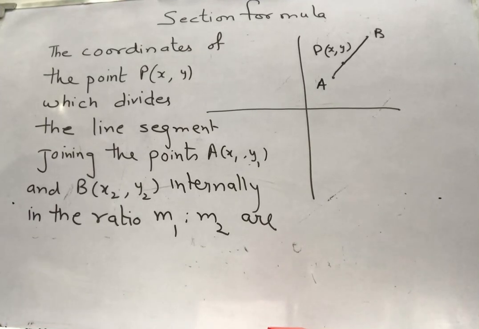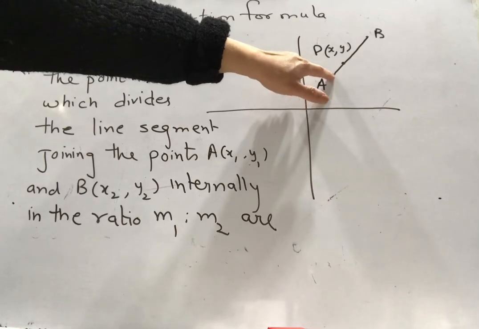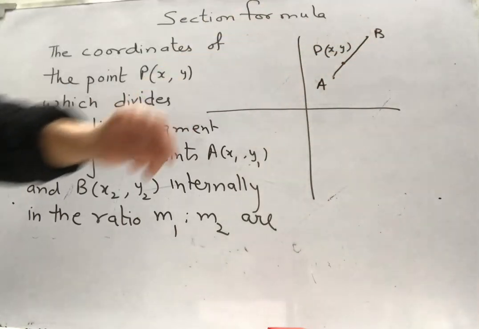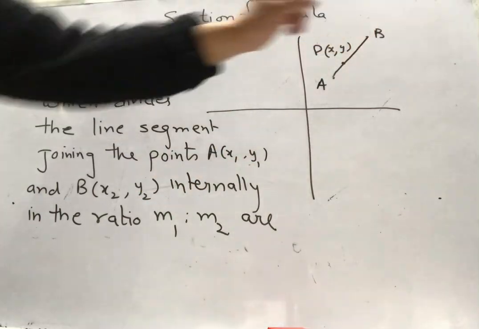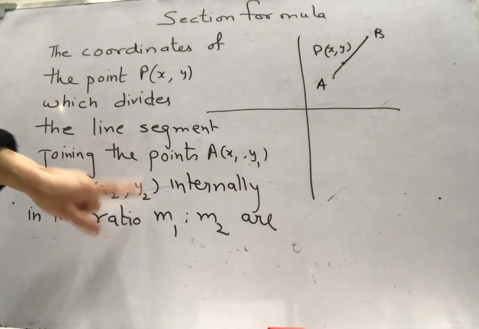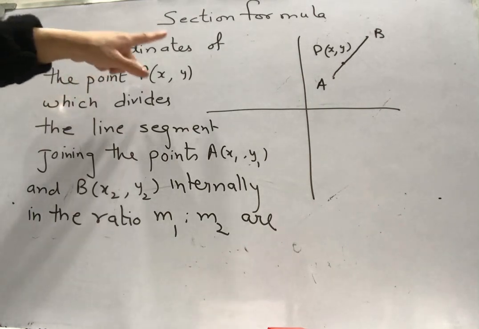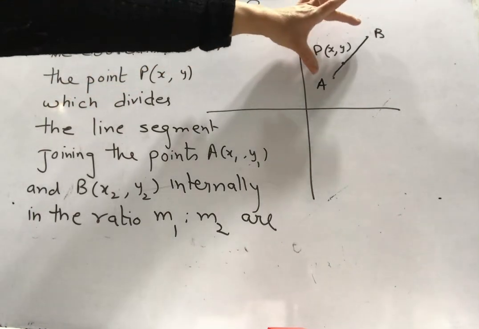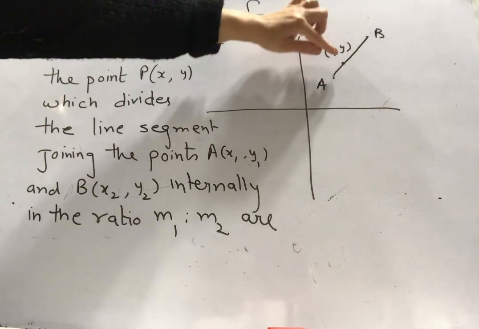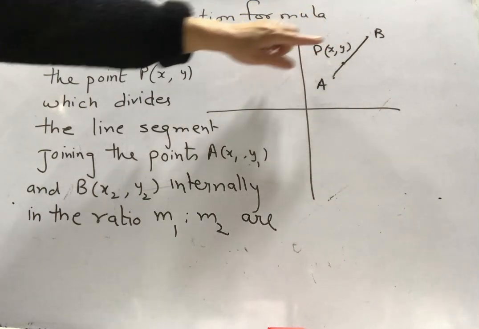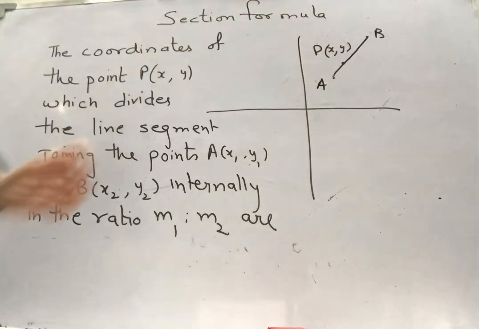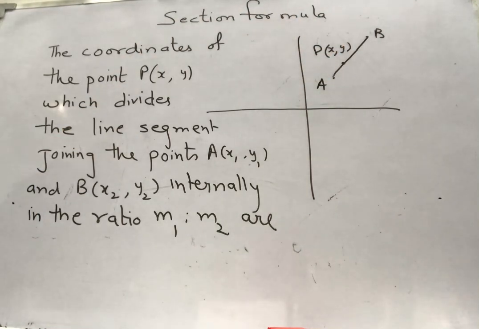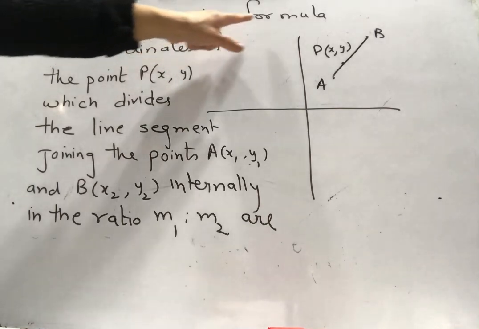We will learn the section formula. Now you can see I have taken a point A and a point B. Coordinates of A are x1, y1 and coordinates of B are x2, y2. Now the coordinates of point P, this is AB and I have marked P here. If you want to find the x coordinate and y coordinate for P, you will be using the section formula.